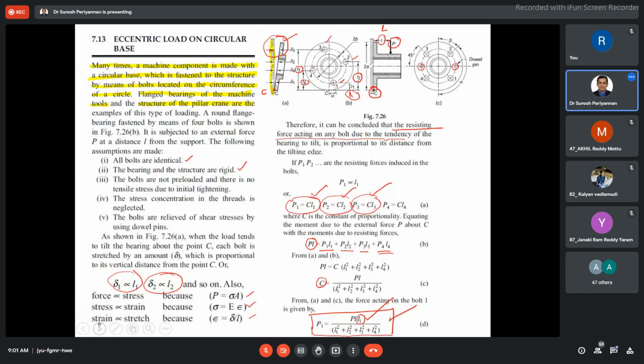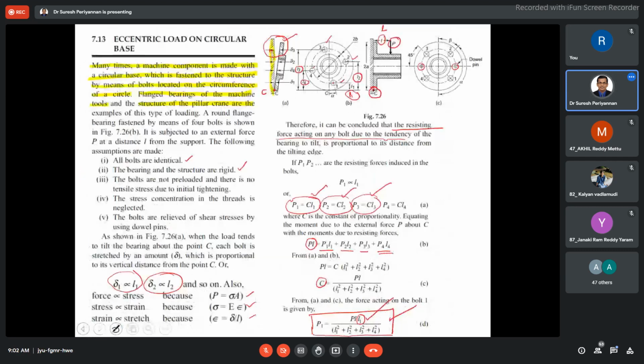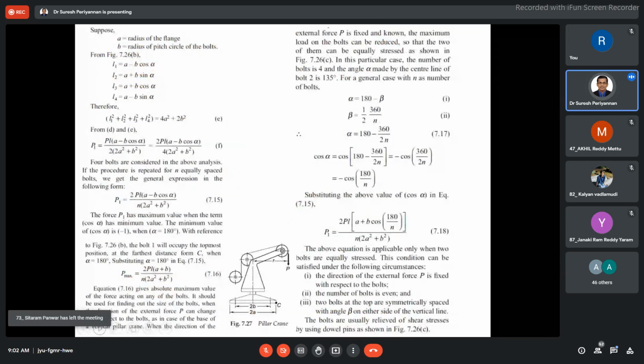That's all. Now we come to further discussion here, because this is a circular flange. The diameter of the flange is 2a. The pitch circle diameter is 2b here. With respect to this, we are going to find the distances L1, L2, L3. Now see here, L1 is equal to a minus b cos alpha.